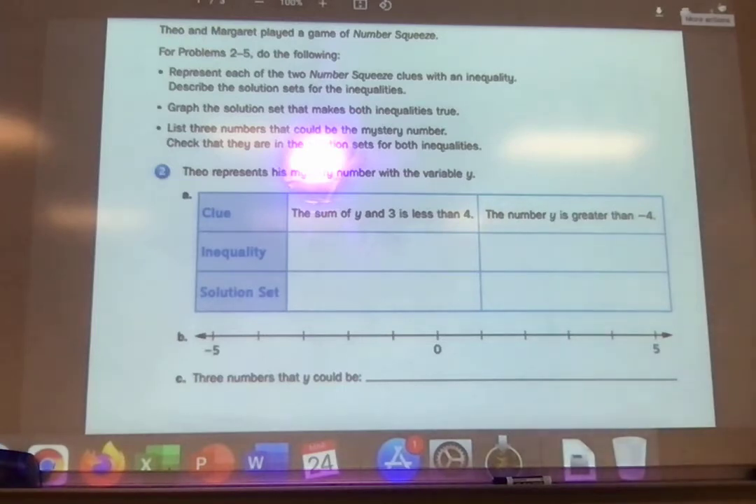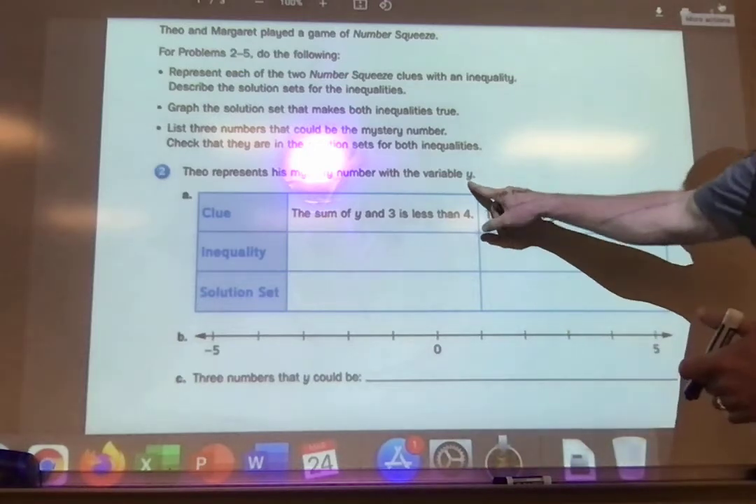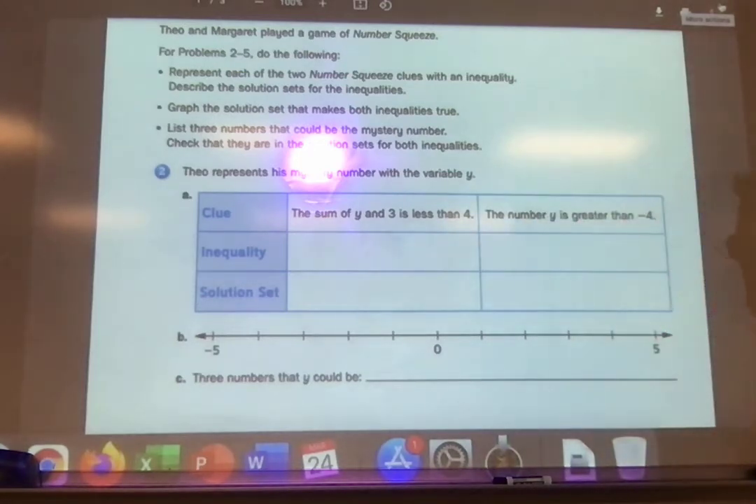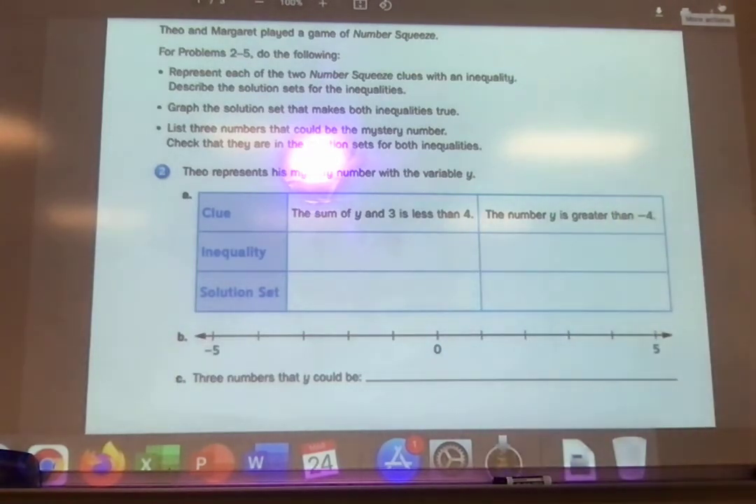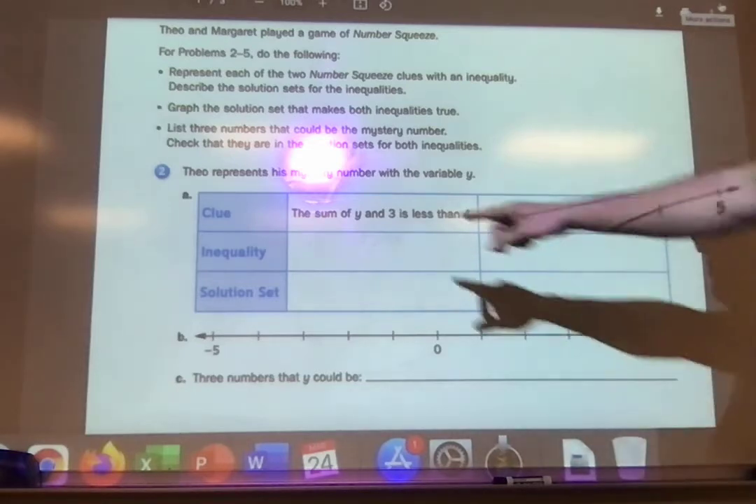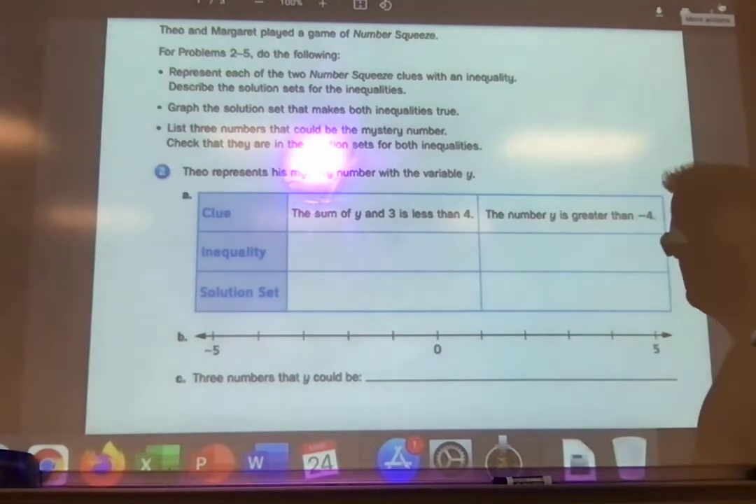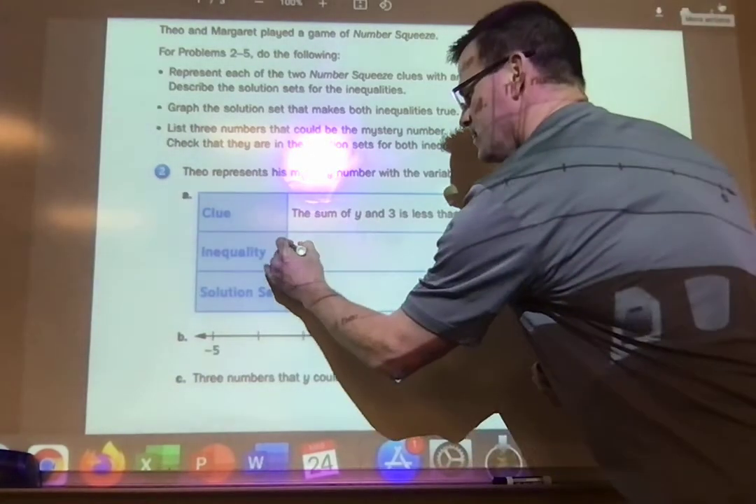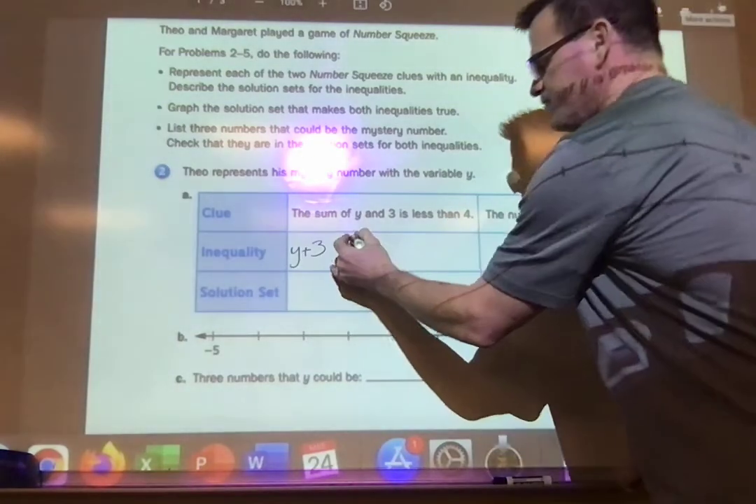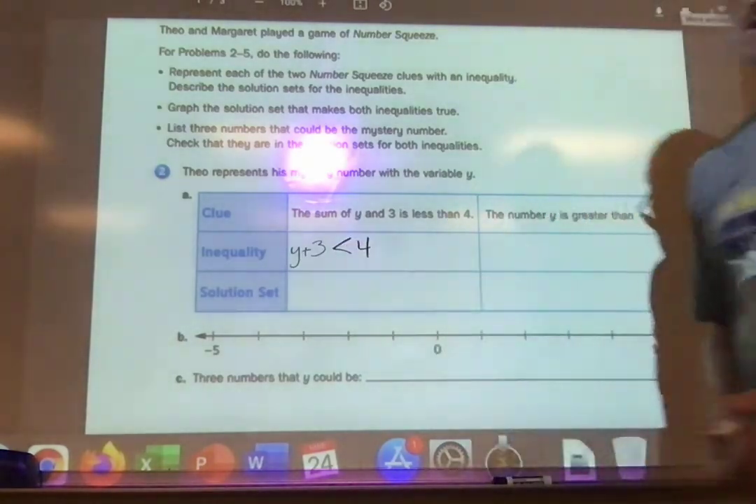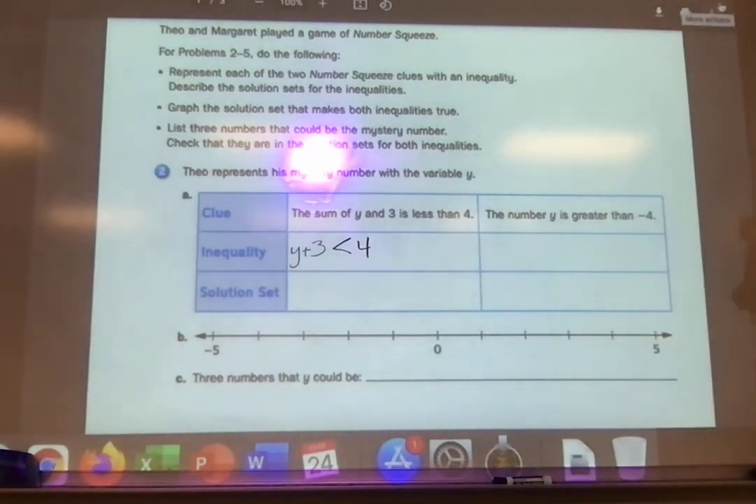Okay, the mystery number, we're going to use variable y to represent this mystery number here. So here's our first clue. The sum of y and 3 is less than 4. We have to get that into an inequality, and we know that means greater than or less than, or greater than and equal to, or less than and equal to. In this case, the sum means add y and 3. So I'm going to add y and 3, and that sum is less than 4. So we use my inequality there: y plus 3 is less than 4.